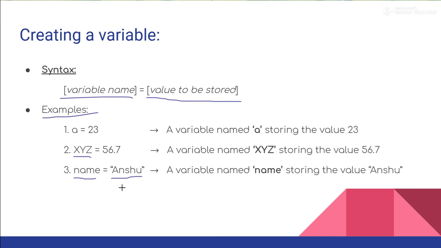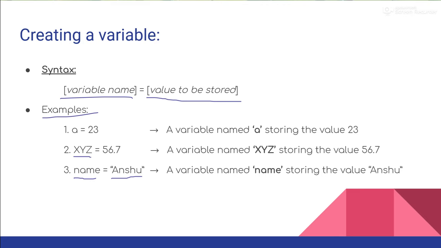So as we already know, for representing text we have to use double quotes or single quotes. We already saw that in the previous tutorials, but more details on text will come later on. For now, just understand, if we have to represent any plain text, we have to include double quotes or single quotes. So in the third case, a variable called name is being created, storing the value of Anshu.